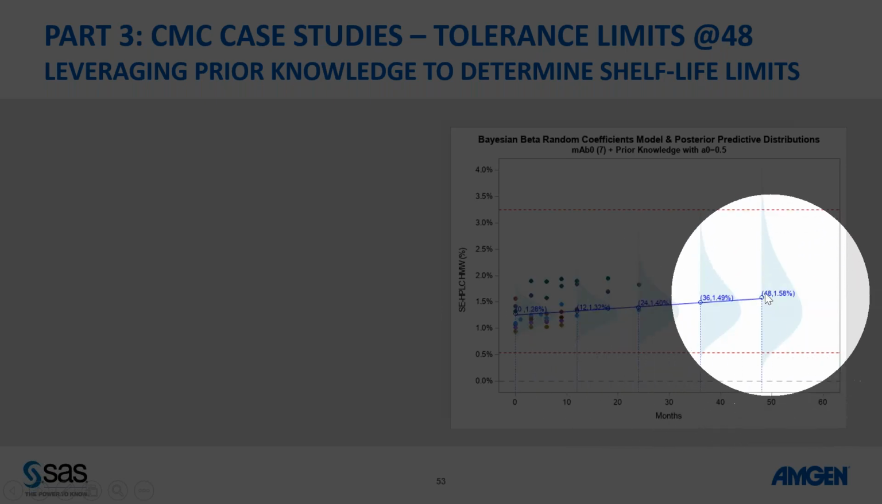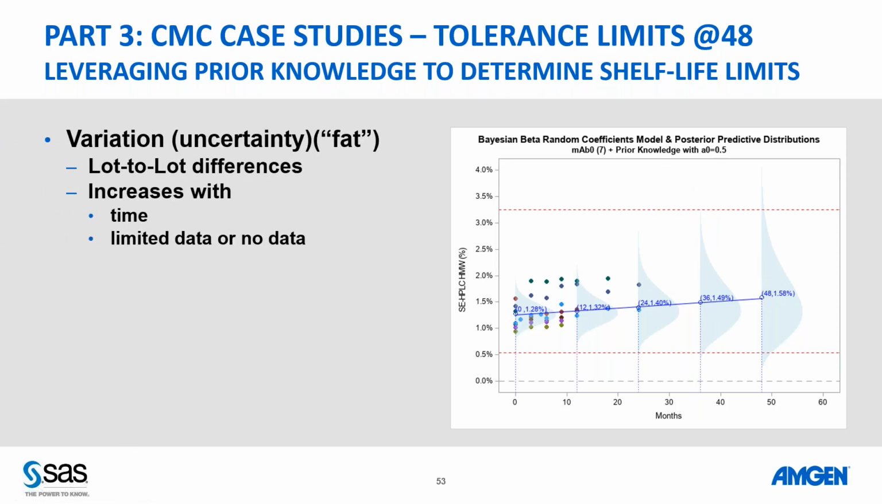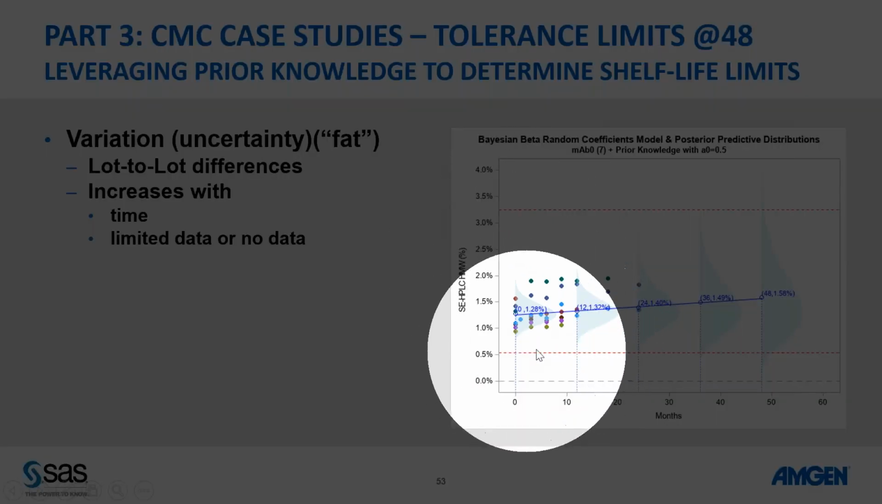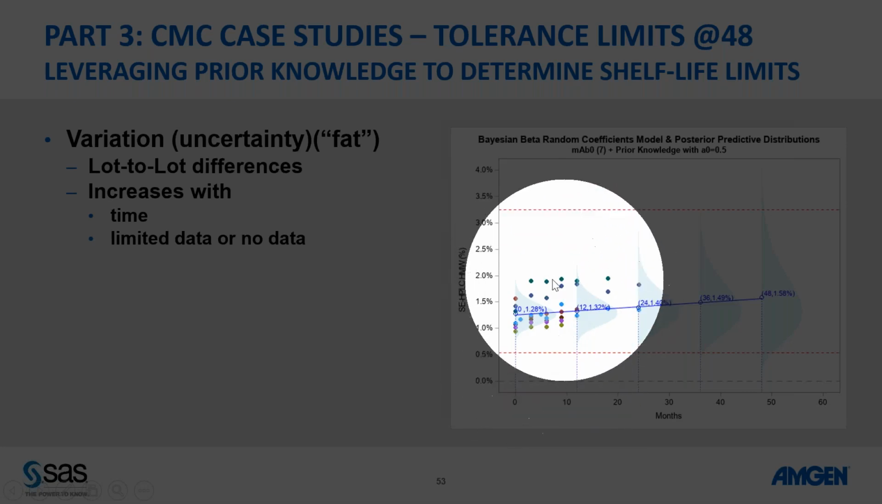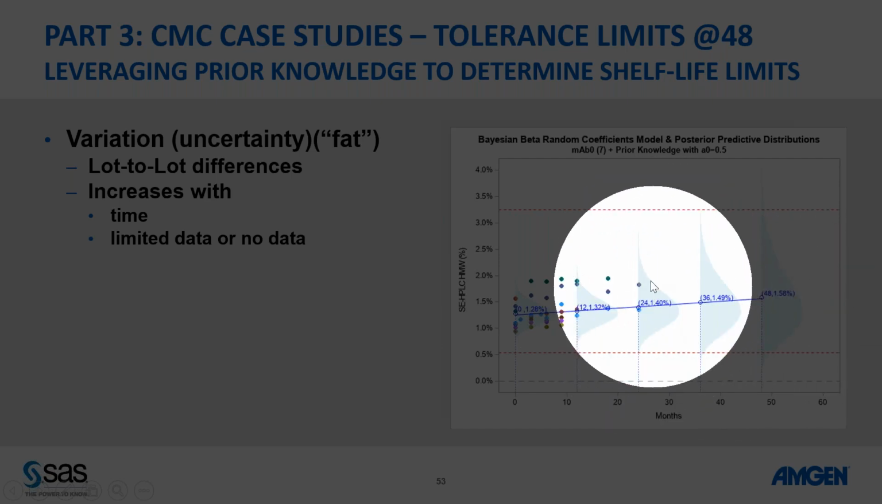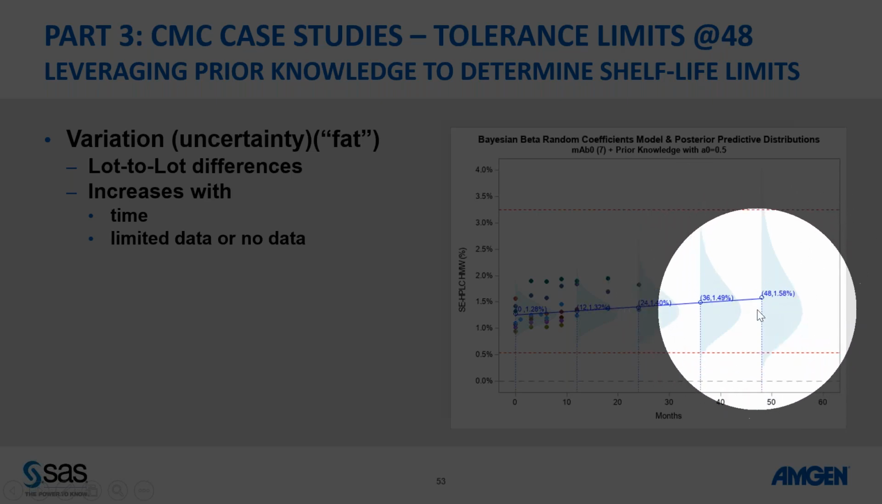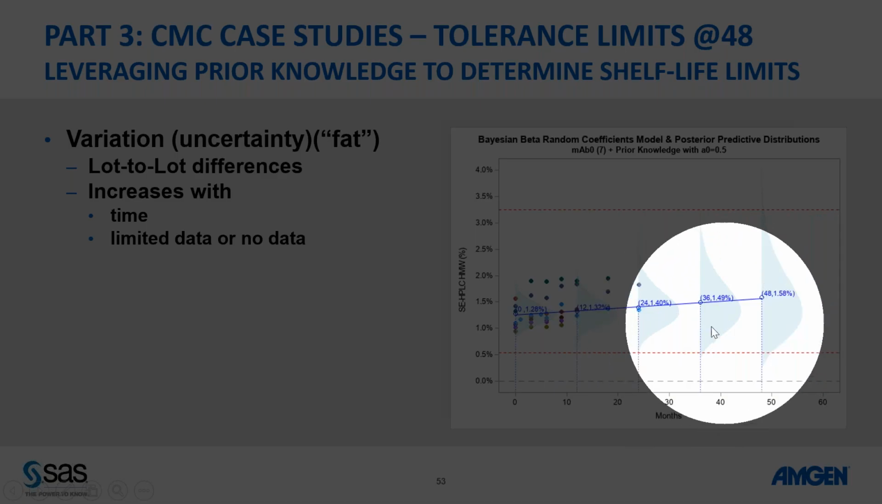You notice that this distribution is a little skewed. Why? Because that's the beta distribution. You can see that the variation, the fatness of the distribution, increases with time. And that makes sense in different ways. Here we have a lot of data, so there's less uncertainty here than here. We don't have data here. The latest data points, we have 2 data points at 24. So it is increasing with time. And remember, we use a log dispersion model for that.